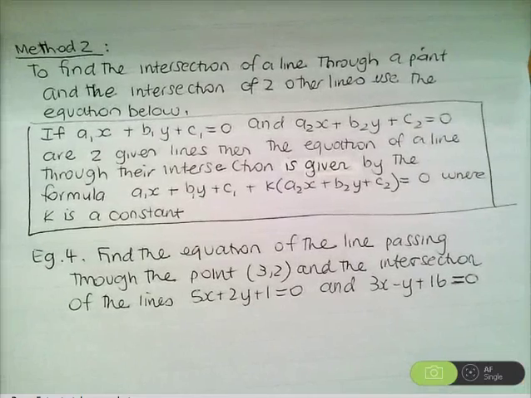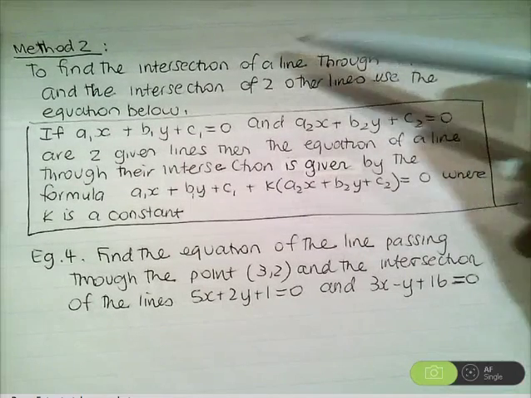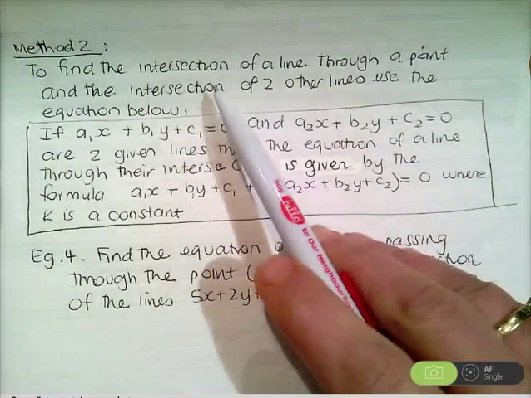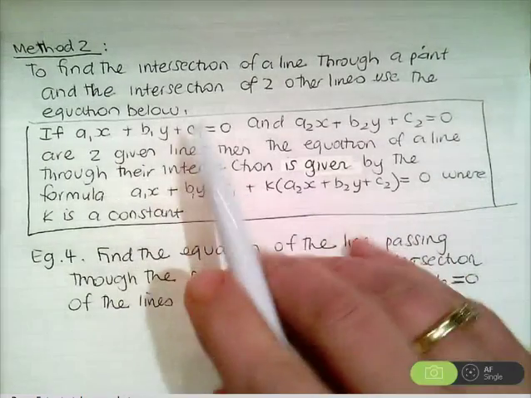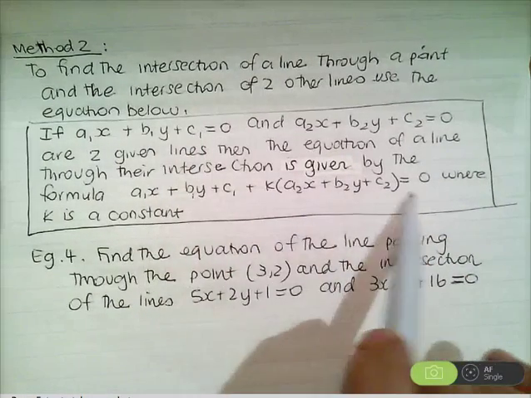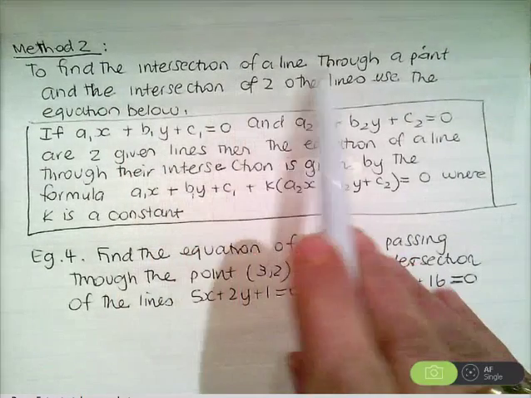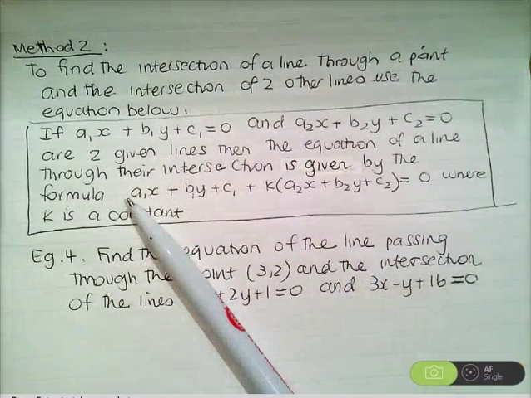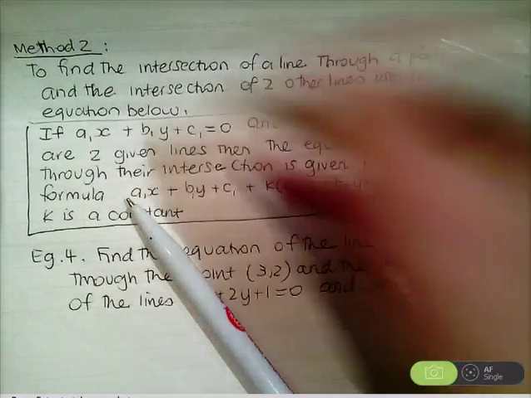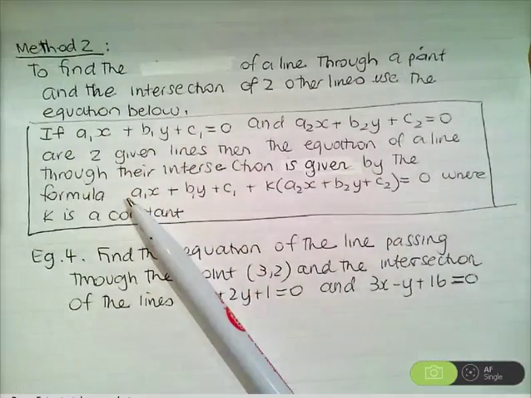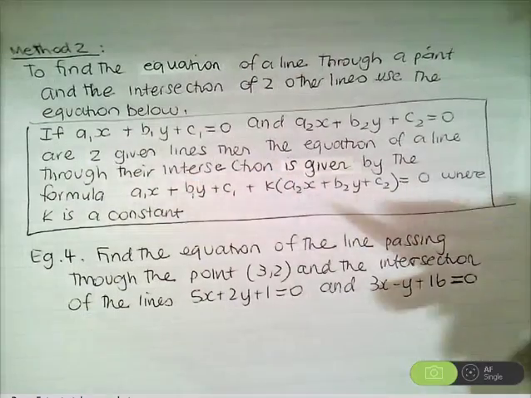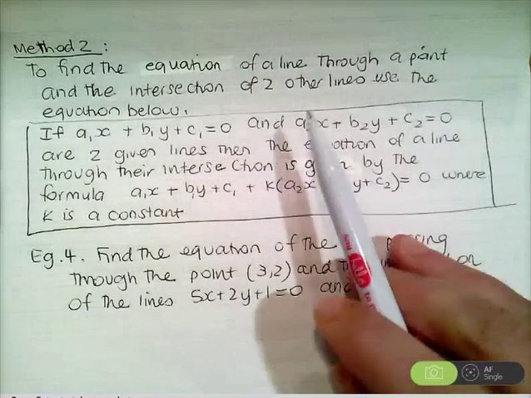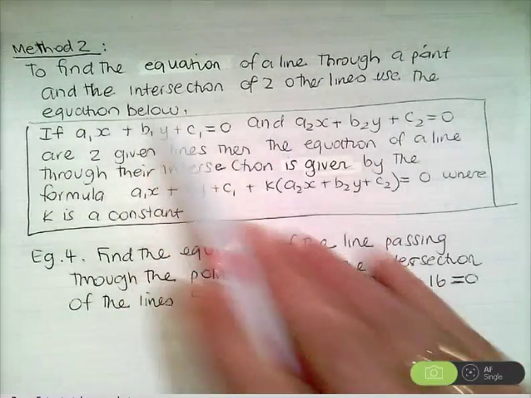Okay, so method 2, to find the equation of a line through a point and the intersection of two other lines, this is what we do. We have to use this equation here. So to find the equation of a line, I actually meant to write here, so I'll just get rid of that. So to find the equation of a line through a point and the intersection of two other lines, we can use the equation below.